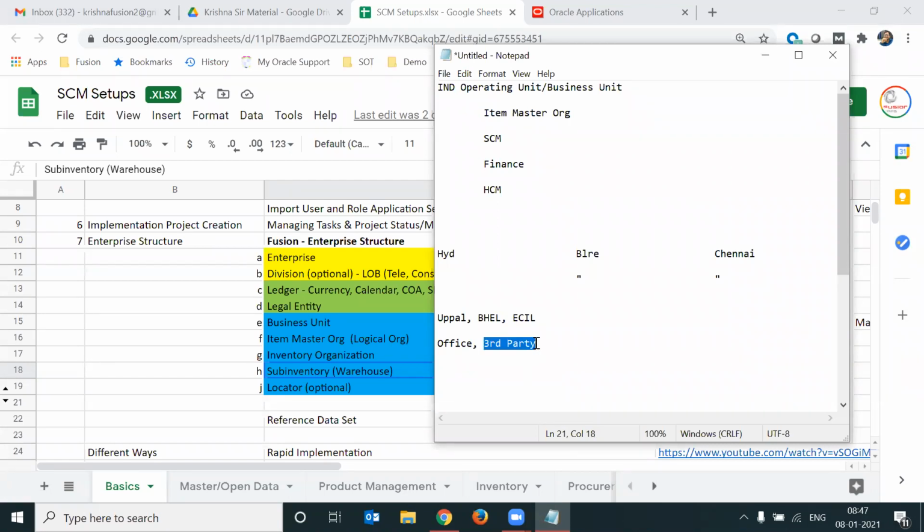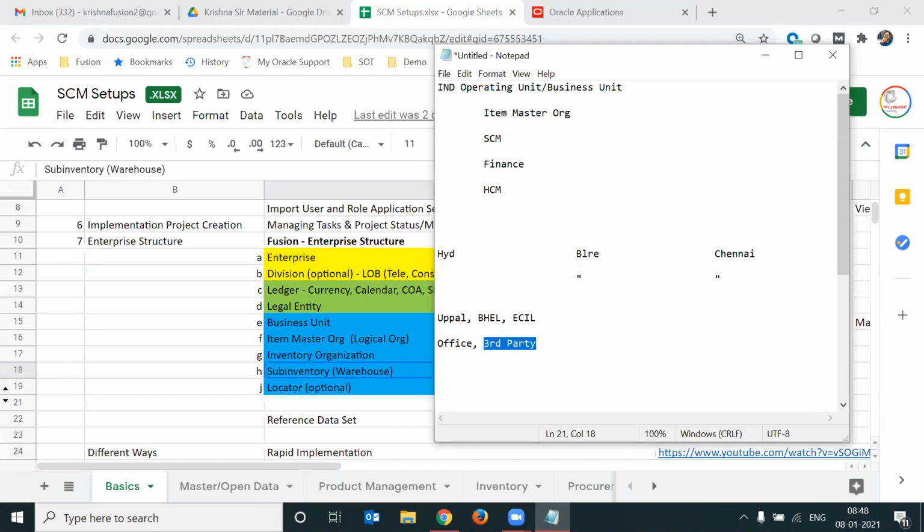So they're going to create the third party place also as a warehouse. So office is nothing but you're maintaining some stock in your office itself. That is one sub inventory. And third party is nothing but you are asking somebody to maintain your stock. So you are calling that as a third party in your system. So these are some examples.